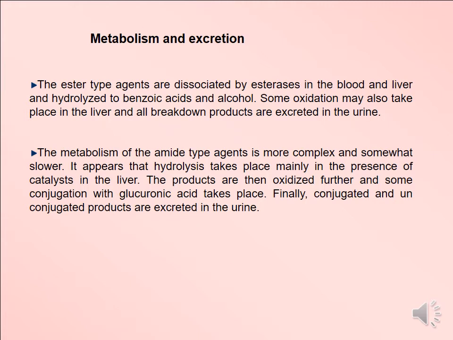The amide type: its metabolism is more complex and somewhat slower. It appears that hydrolysis takes place mainly in the liver. The products are then oxidized further and some conjugation with glucuronic acid takes place. Finally, conjugated and unconjugated products are excreted in urine, which is the excretion of the ester type and amide type.